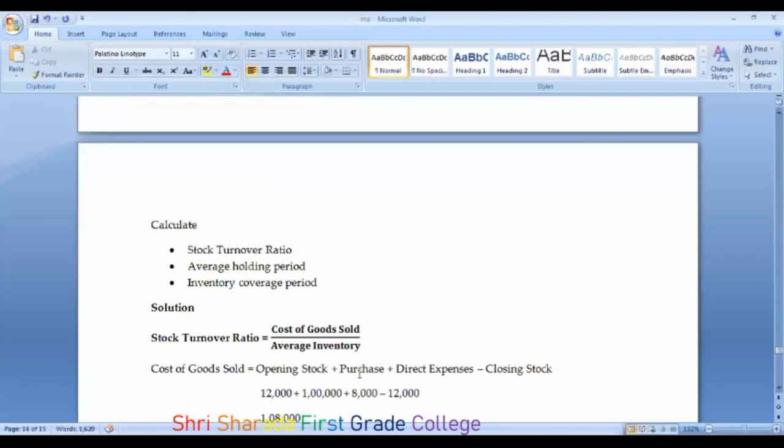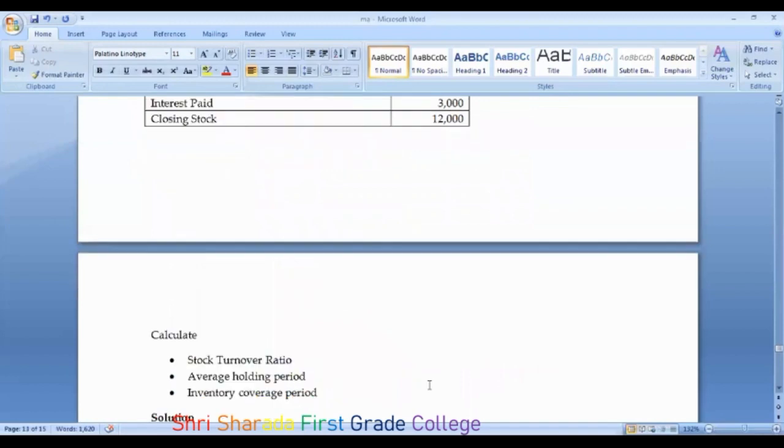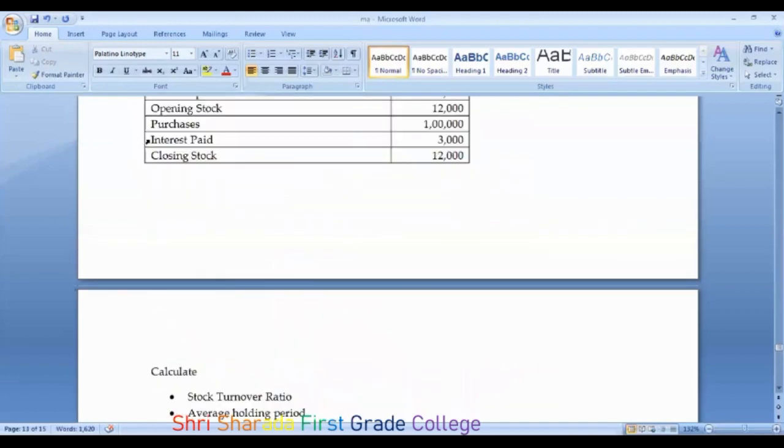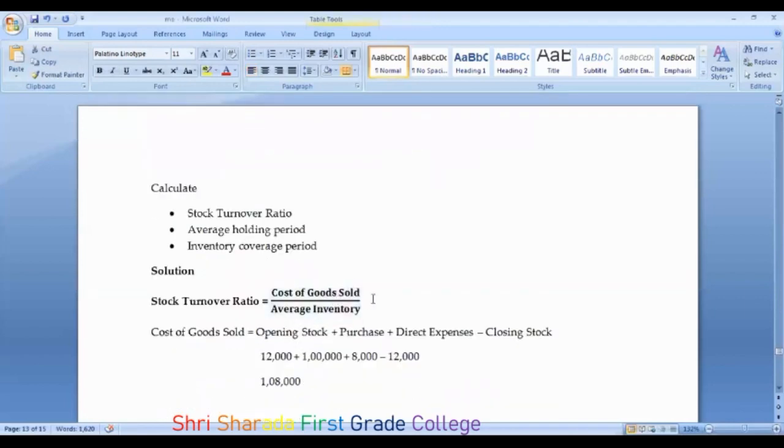So opening stock plus purchases plus direct expenses, minus the closing stock. Interest paid is not appearing here because it is an indirect expense. So now you know the cost of goods sold information.